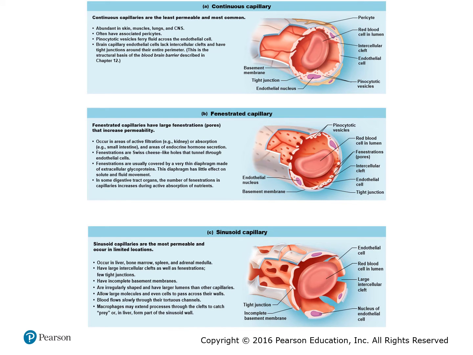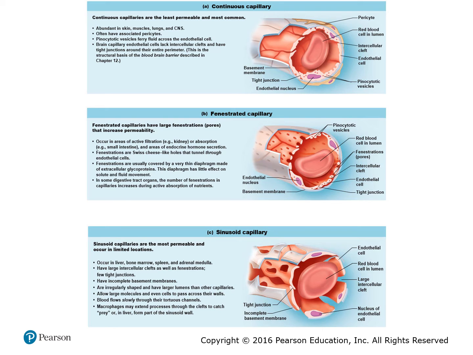The main functions of all capillaries are to exchange gases, nutrients, waste, and hormones between the blood and the interstitial fluid. And depending on where the capillaries are found throughout the body and the function that needs to be achieved, capillaries are going to come in different types. They can either be continuous, as depicted in the top of this picture. They can be fenestrated, which means they have large pores in order to increase permeability, or they could be what's called sinusoid. These are the most permeable, and they occur in very limited locations. Mainly, you're going to see continuous and fenestrated capillaries throughout the body.